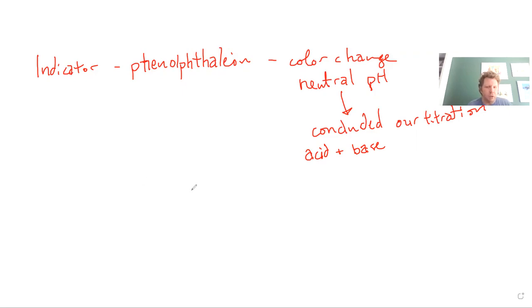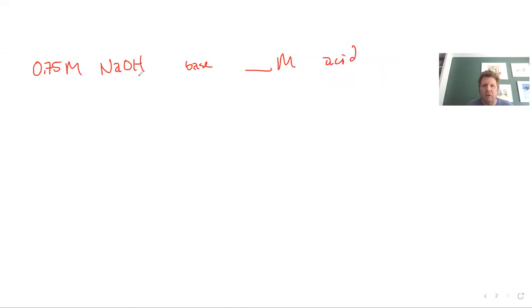The information that you're going to be told about the two different solutions, if you look on page 76, that's where we talk about the solutions. Step 5 on page 76 says, carefully fill the buret. Okay, before I get into what a buret is, it says with 0.75 molar NaOH. Okay, so that's the base solution. So you're going to use a base to determine something about the molarity of an acid. The base that we're going to be using is sodium hydroxide. The acid is HCl.